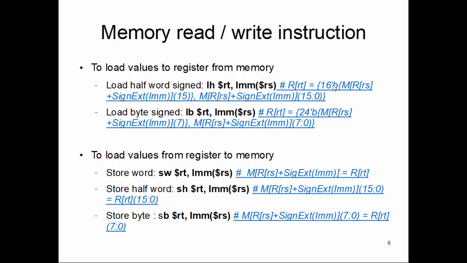The higher 24 bits of the RT register are replaced with the 8th bit of the 32-bit data read from the memory. Okay, and the lower 8 bits are then the same as LBU. You just pick up the lower 8 bits and replace the lower 8 bits of the RT. So that's the signed load byte operation.